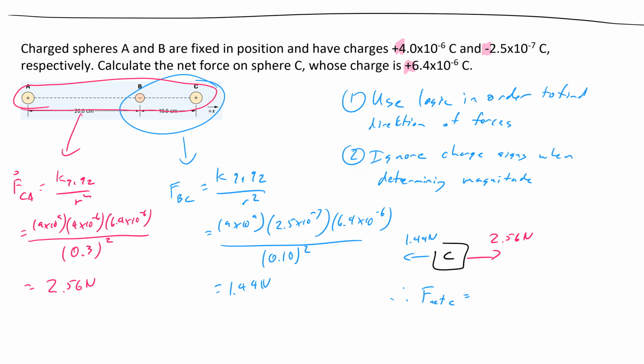So therefore, if I want to figure out the net force on C, that's going to be 2.56 minus 1.44. Because you can see right here, in this section, I've stated that positive is going to be to the right. So when I go ahead and work this out, I end up with an answer of 1.12 newtons to the right.